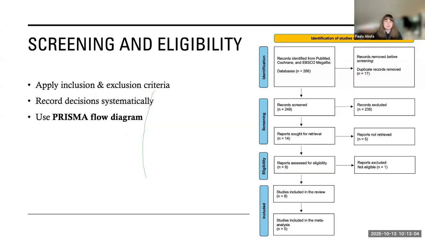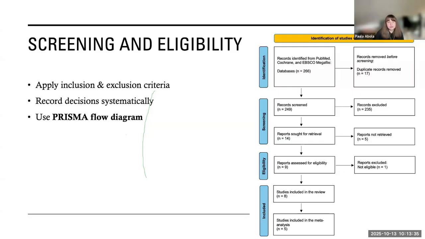This helps the readers understand how many studies were there after your initial search. For example, for me, it was 266. And how many studies were excluded at each step of the screening. As you can see, already 17 were excluded just because there were duplicates. And further, I screened and excluded 235 because they did not meet my inclusion criteria. And then I had 14 reports actually retrieved and assessed for eligibility.